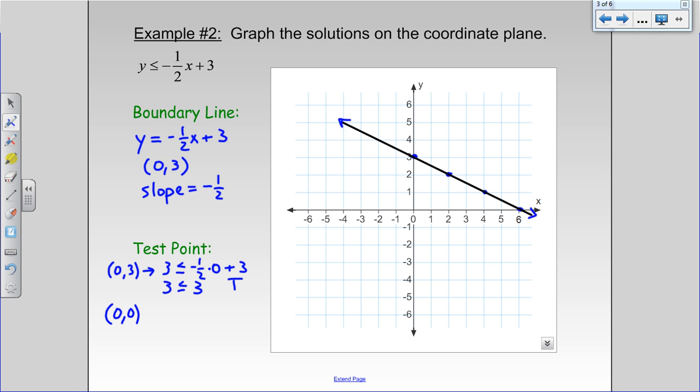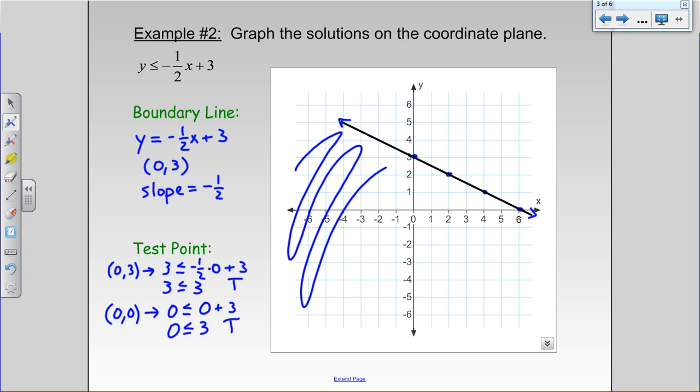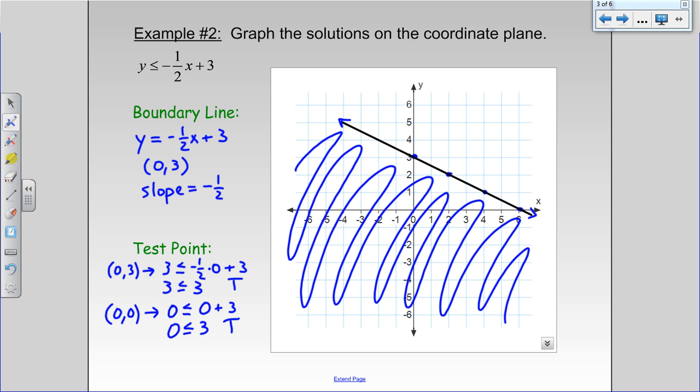The origin (0, 0) is often a convenient point, an easy point to test. Substituting into our inequality, we have 0 is less than or equal to 0 plus 3, or 0 is less than or equal to 3. Since that is a true inequality, the origin and all points on the same side of the boundary line as the origin are solutions of our inequality, and we can shade the lower region of the coordinate plane.